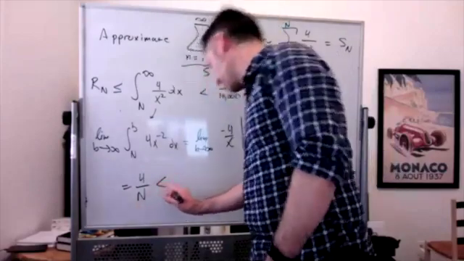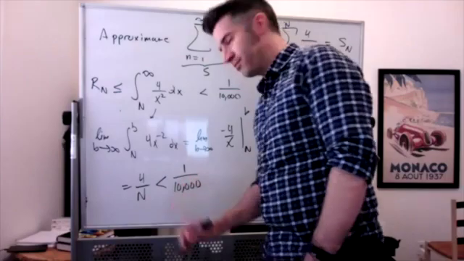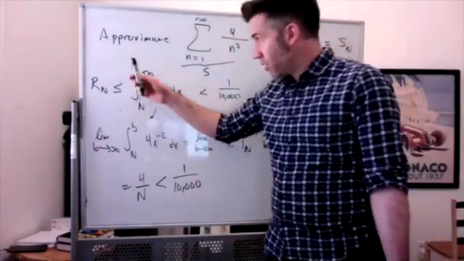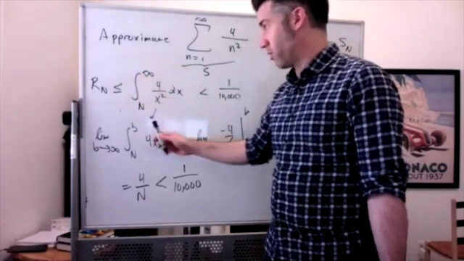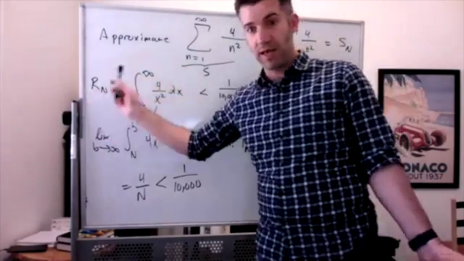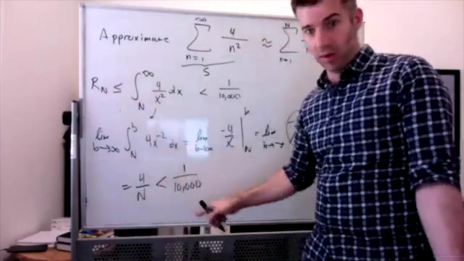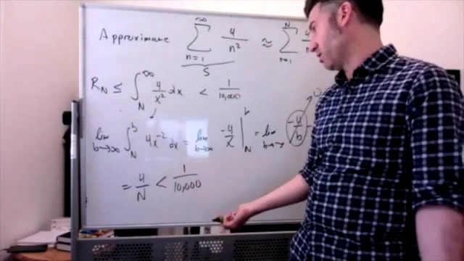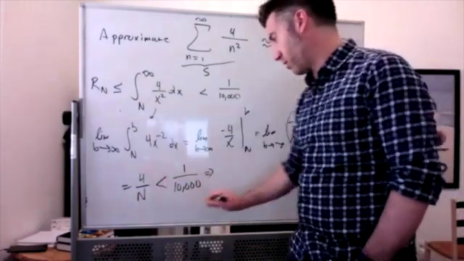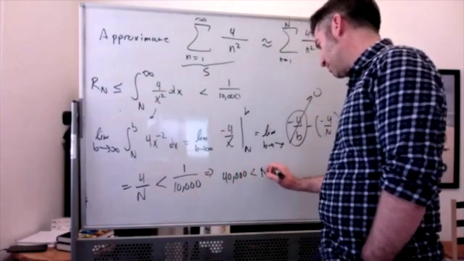But we want this to be less than 1 over 10,000. So that's the idea. You take your integral from n to infinity, which is a bound for your remainder of the nth partial sum, and then you set that to be less than what the bound was they wanted to find. I think this one works out perfectly. I'm going to cross multiply, and I get 40,000 is less than n.